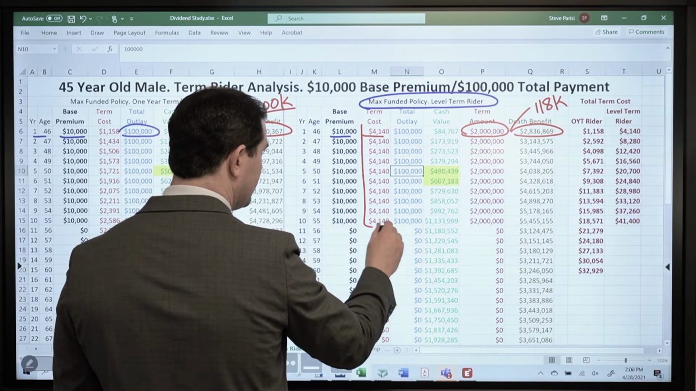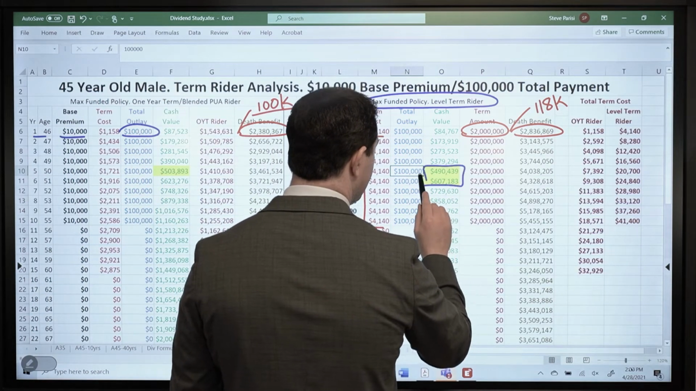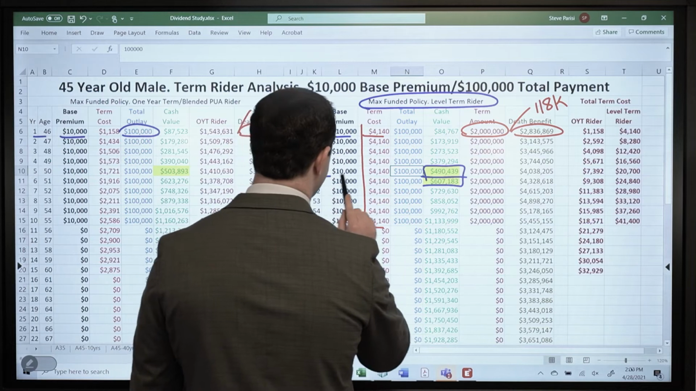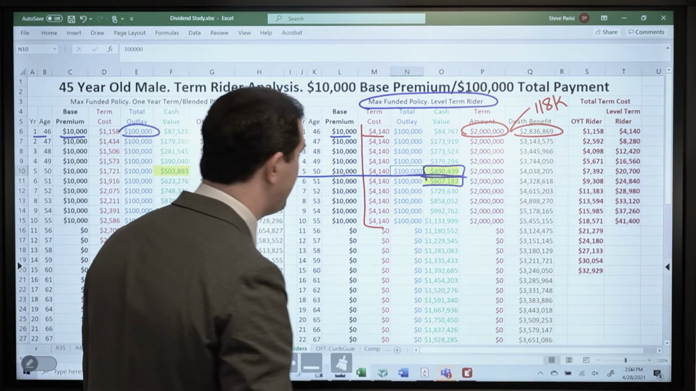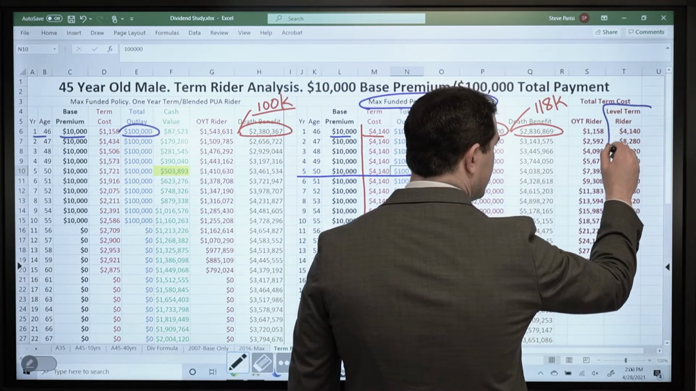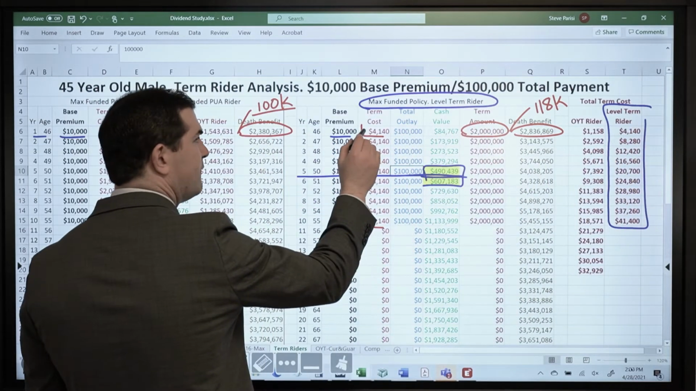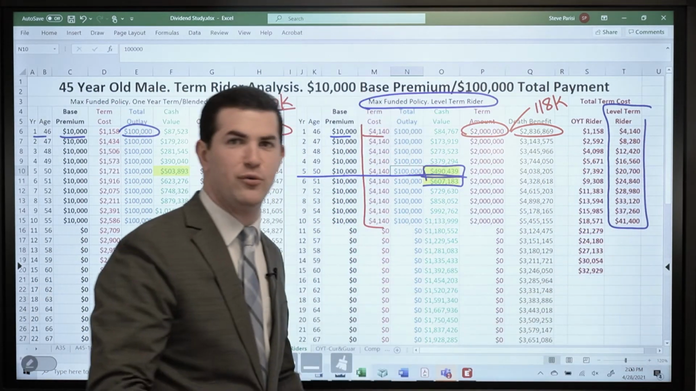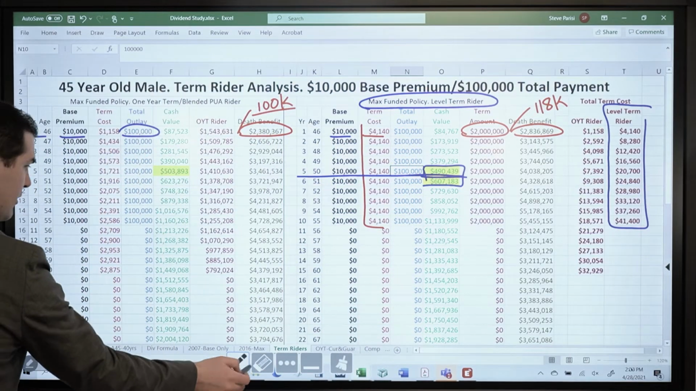Level term cost, break-even point between years 5 and 6 with a level term rider. We maxed it out. Minimum premium, maximum PUA payment. Total costs over here, pretty straightforward. I mean, it's just $4,140 times 10. That's where you came up with the $41,400 toward term insurance riders, the level term rider.